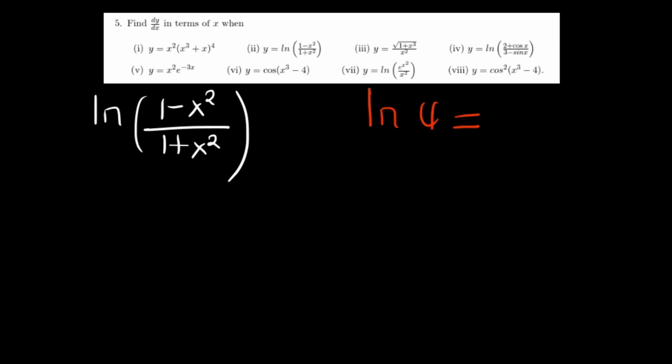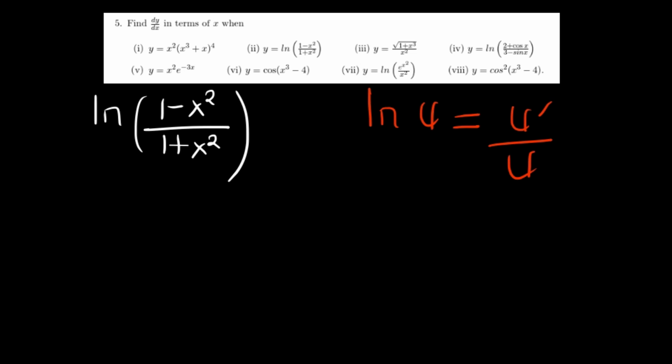Natural log of (1 minus x squared) over (1 plus x squared). I want you to pay particular attention to what we can do here. Whenever you've got a natural log or any log, the formula is very simple. Whenever you've got a natural log of u, what's the derivative? The derivative is going to be u prime over u. That's all. Very simple and straightforward.